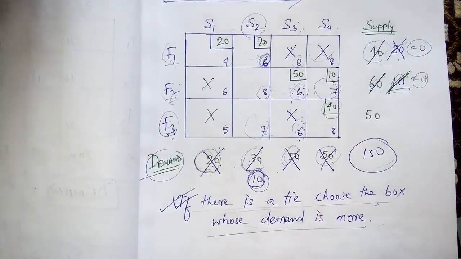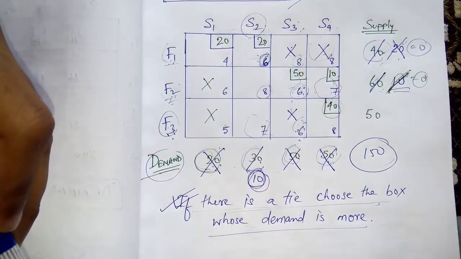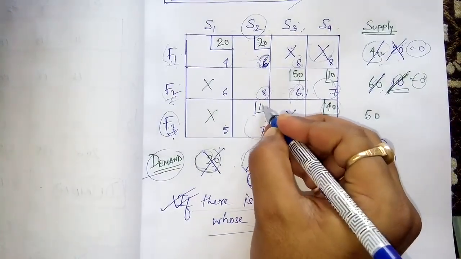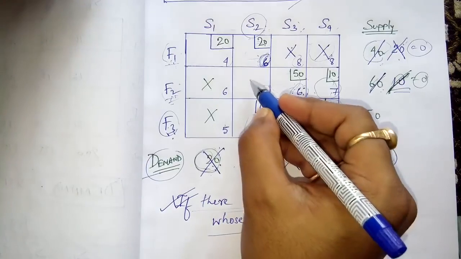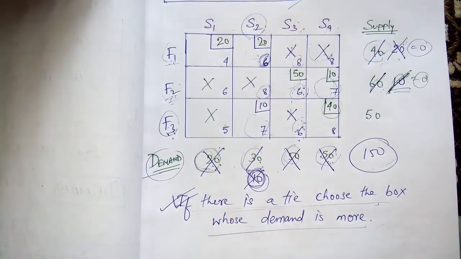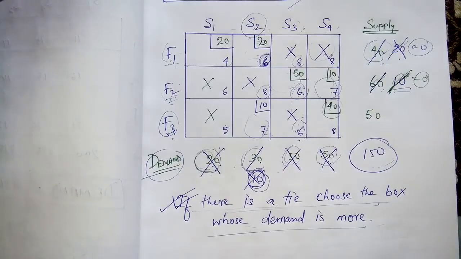So this requirement is fulfilled. Okay. And how much are you going to put here? 10. This requirement is fulfilled and this box will be crossed. Okay. You have understood what I have done.